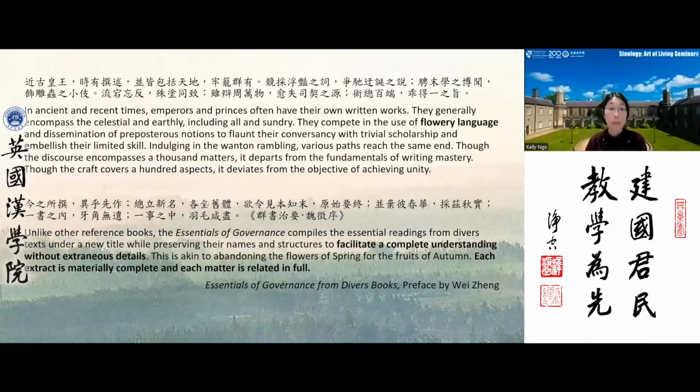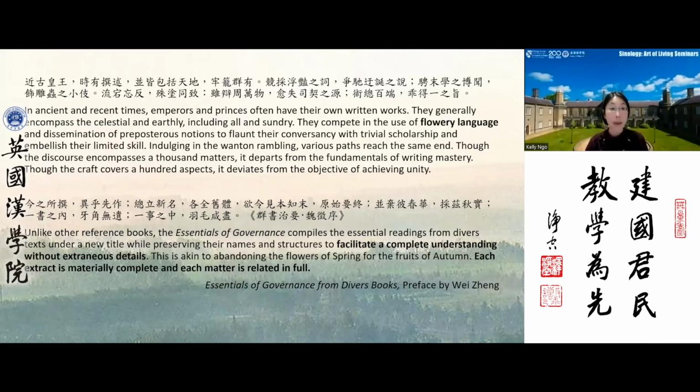This is also from the preface, and Wei Zheng distinguishes the Essentials from other writings from recent and ancient times by emperors and princes, where they compete in the use of ornate language and the dissemination of preposterous notions to flaunt their conversancy with trivial scholarship, embellish their limited skill. So the Essentials is serious. It's about statecraft, and they pay particular attention to keeping the language clear and concise.